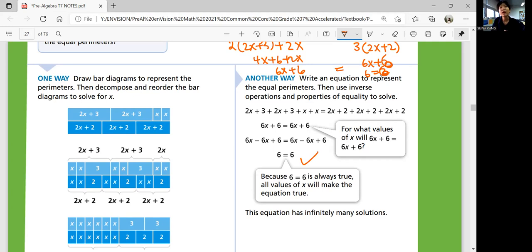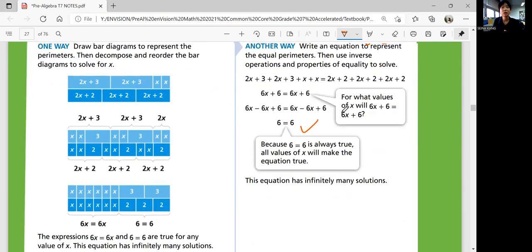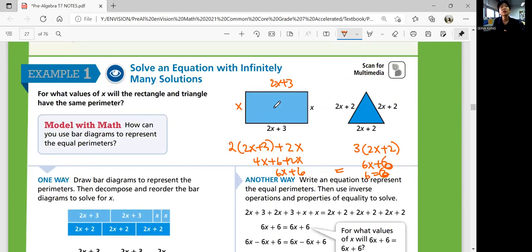That means for any x, it works. They're going to have the same perimeter for any x. Their expressions are the same, 6x plus 6, 6x plus 6. So whatever x you put in, their perimeters are going to be the same. So that means you don't have just one x that has the same value. All x will give the same values for the perimeters of these.